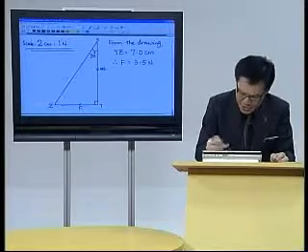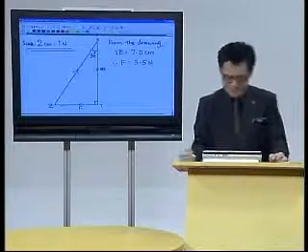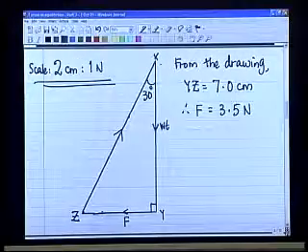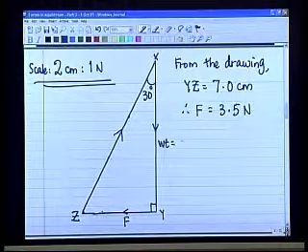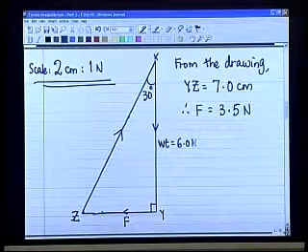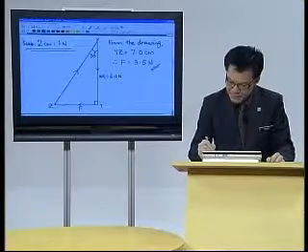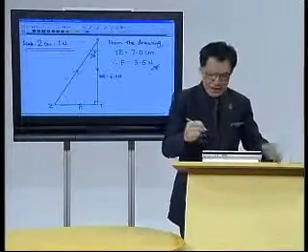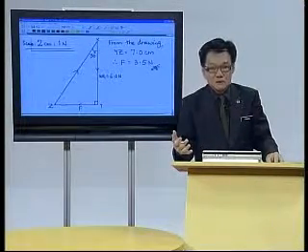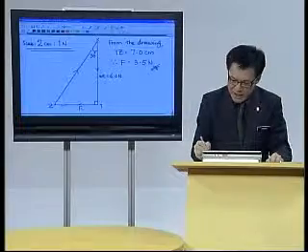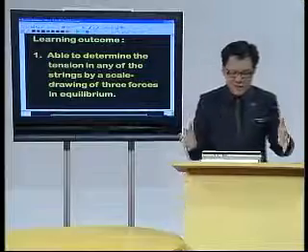Let me tidy up the diagram. ZX here, I have the tension. This is the weight. I can write down the weight equals 6 newtons. So what is the final answer? I have already determined the force F, or the tension F. It is 3.5 newtons.